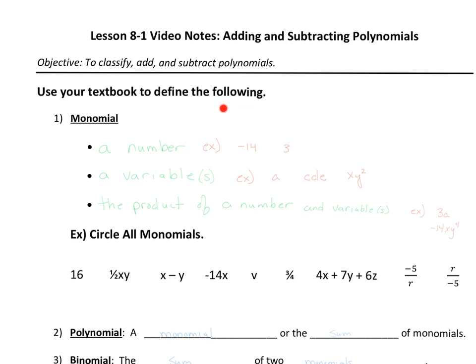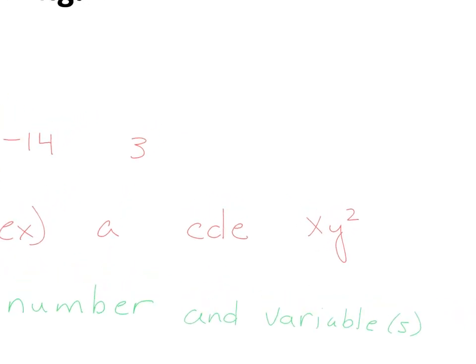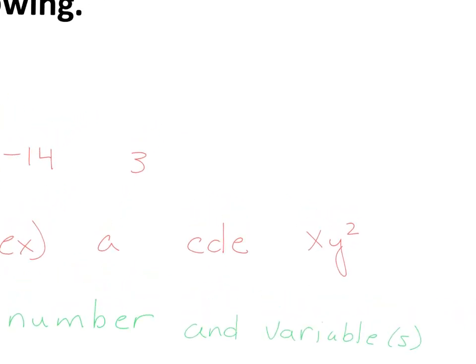So hopefully you've already used your textbook to define the following, so we're just going to go ahead and do a brief review of what it really means, and then take you through vocab, and then we'll start the examples. So a monomial can be three parts. It can be a number, for example -14, 3. It could even be a fraction, so you could say 1/2 would work. Anything that is a number, 2.3, that would work, okay?